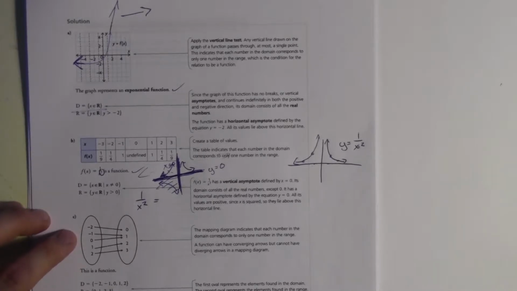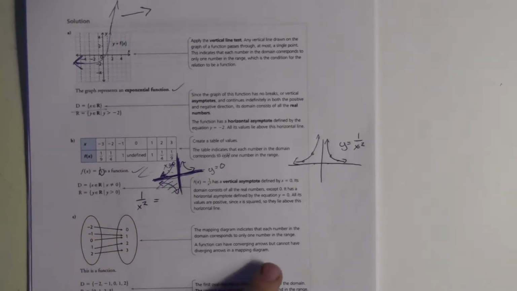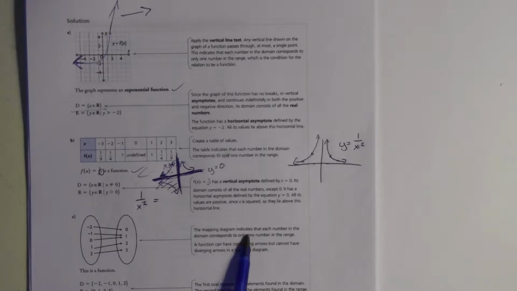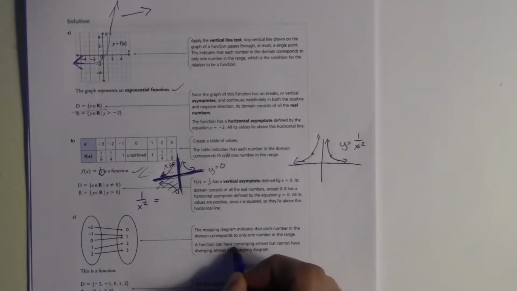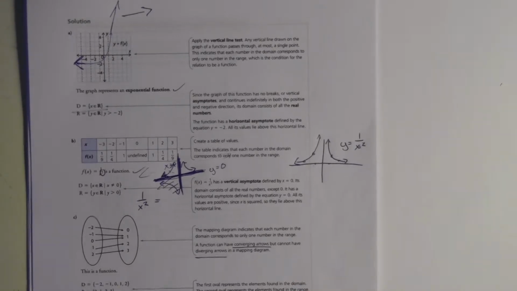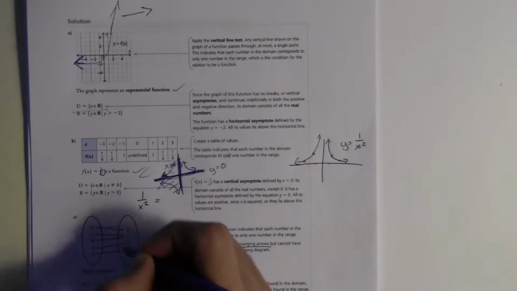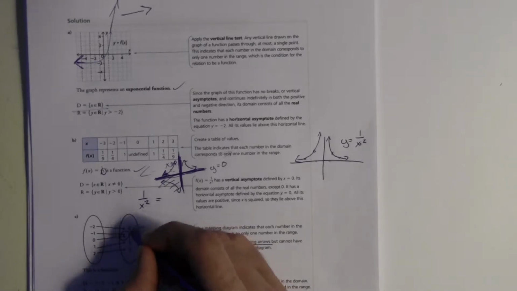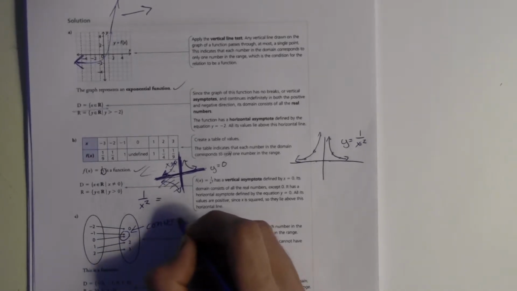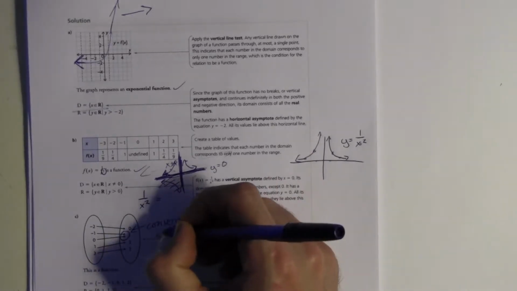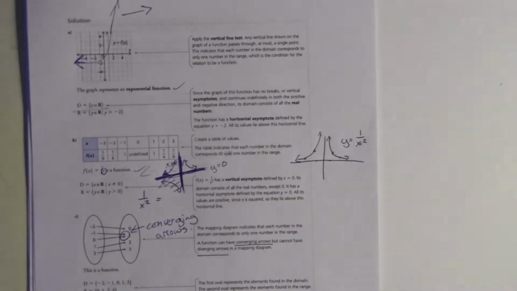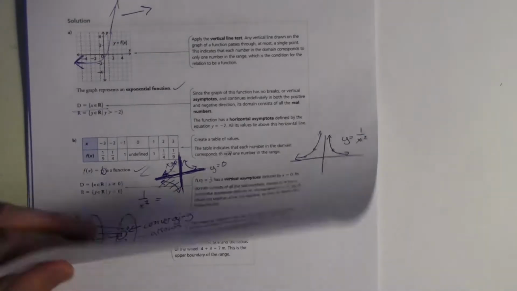Finally, that last one is a function as well. It says the mapping diagram indicates that each number in the domain corresponds to only one number in the range. A function can have converging arrows but cannot have diverging arrows. Right there. Okay, that's what I was talking about. Converging versus diverging. This is converging. Okay? No questions? Moving on.